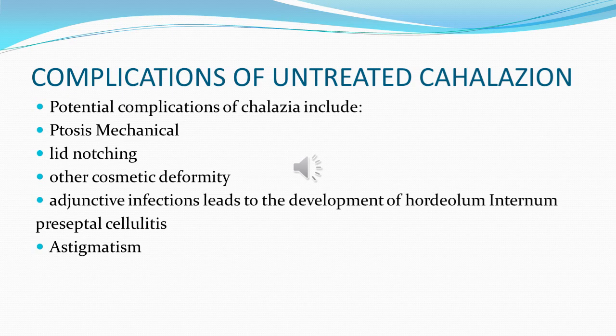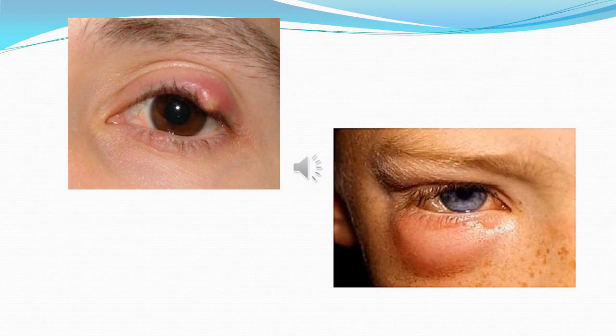And it can undergo secondary infection, and then present as a hordeolum internum, or as acute preseptal cellulitis or cellulitis of the eyelids and conjunctival granulomas. As it causes mechanical pressure on the eyelid, it can give rise to astigmatic error. Because of that, the individual may suffer from headache and distorted vision. These are the examples of the untreated chalazions.